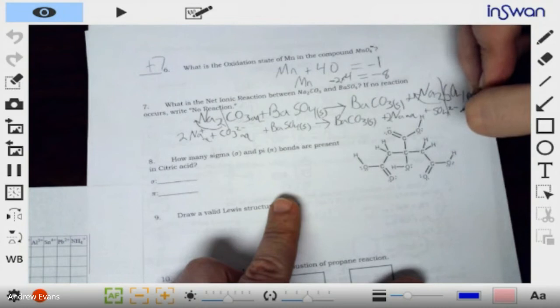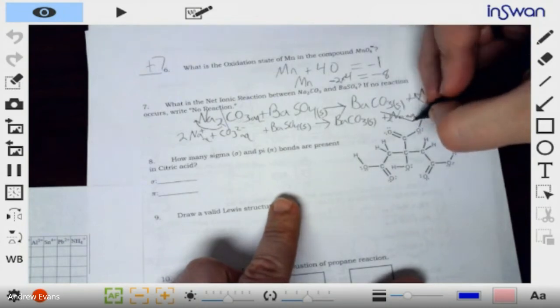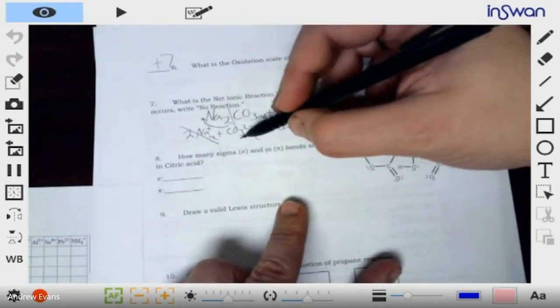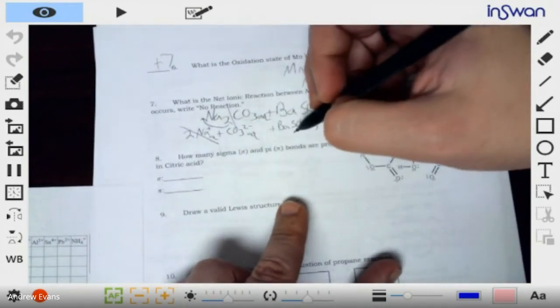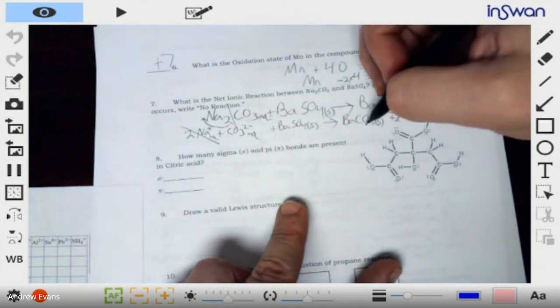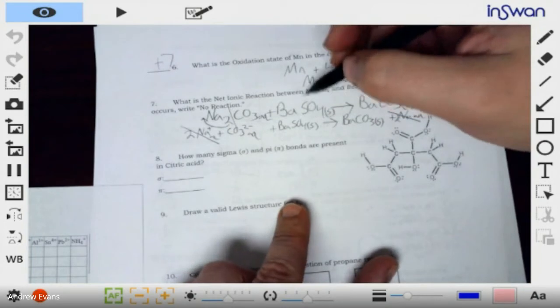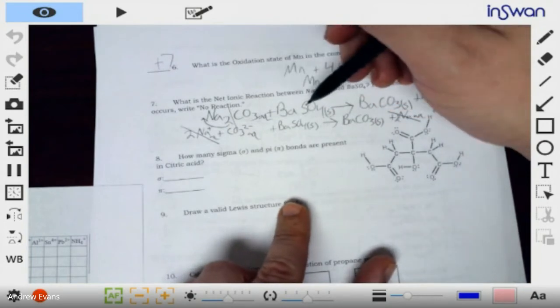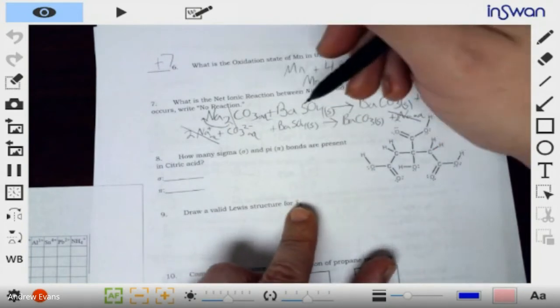From that point, for the net ionic equation, we cancel out everything that appears identically on both sides. So you'd be left with carbonate plus barium sulfate yields barium carbonate and sulfate. That would be how you would do that one based on the chart.